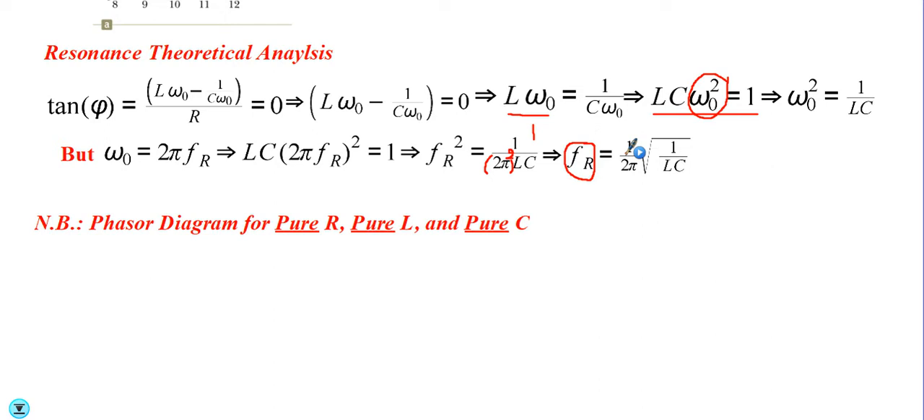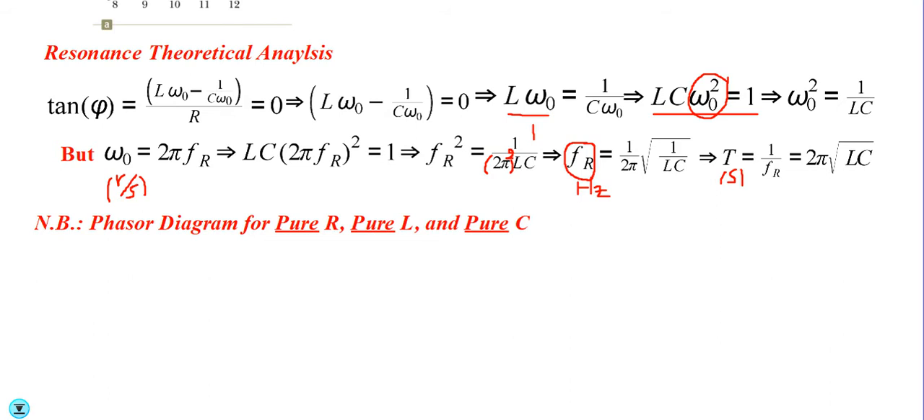And then we can find the period, because the resonance frequency is 1 over the period and the period is 1 over the resonance frequency, so it will be 2 pi square root of LC. Of course, that's in seconds, and that's in hertz or cycles per second, and of course omega is in radians per second.